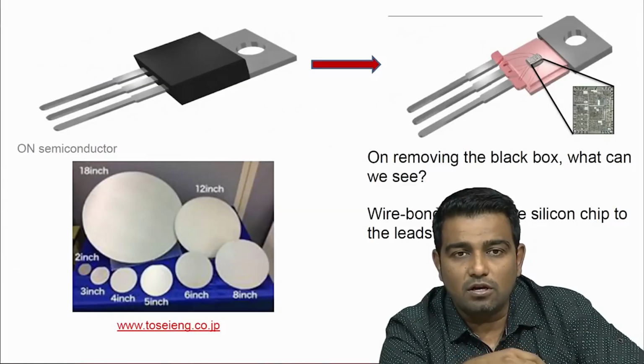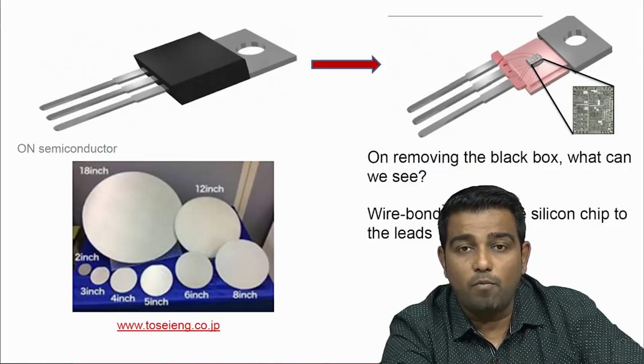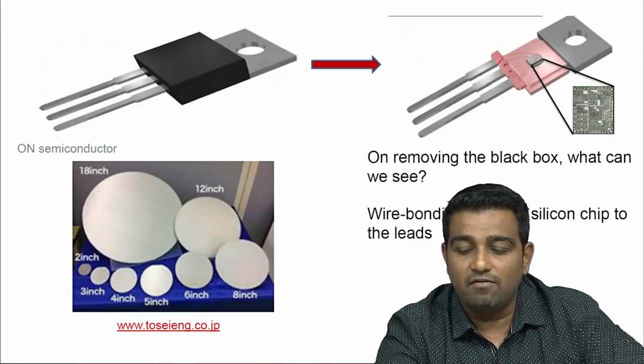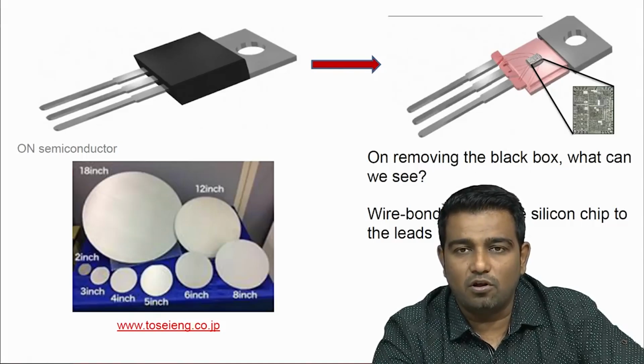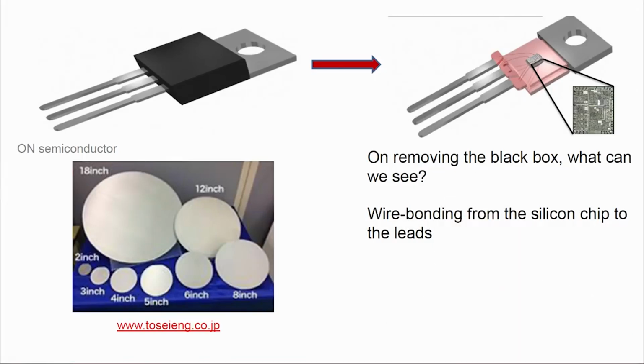And when we talk about IC, when we open this case, like I said, we will find a chip, this silicon chip. Within the silicon chip, on the top right of the screen, what you see is that there are a lot of circuits integrated on this silicon chip, and wire bonding is used to bond the contacts from the silicon chip to the leads.